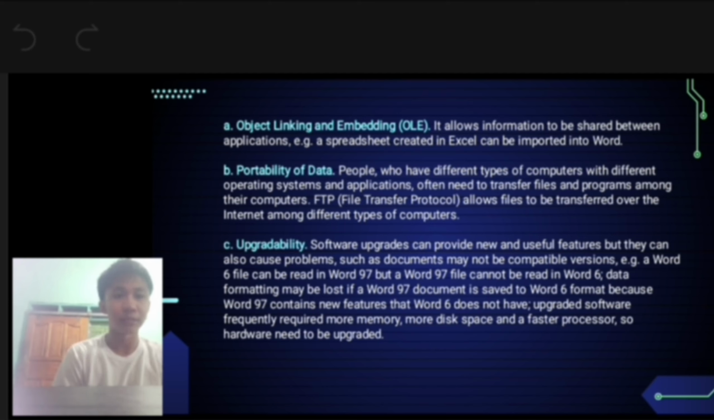Example, a spreadsheet created in Excel can be imported into Word. This is a technology that facilitates the sharing of information between different applications.